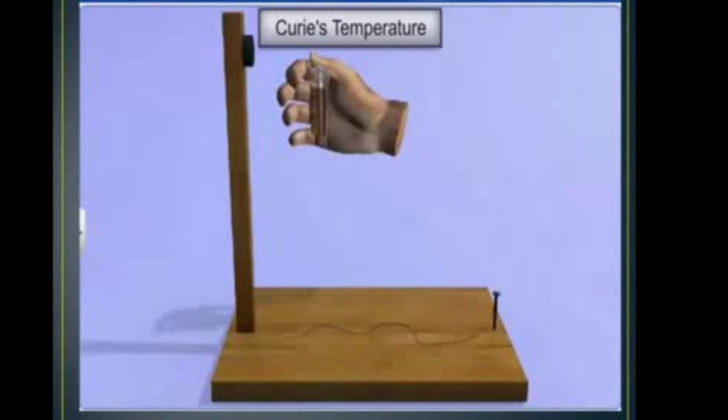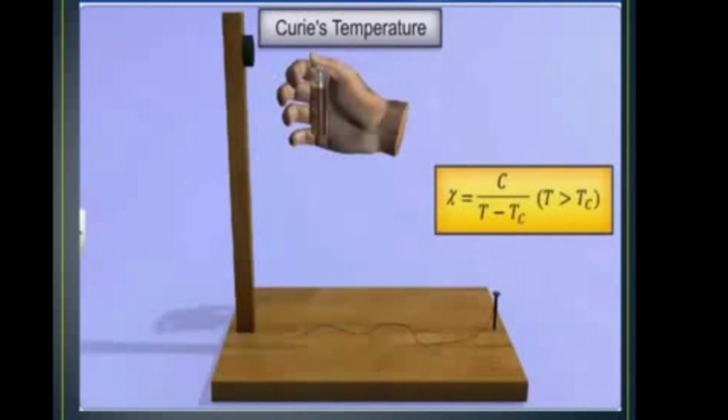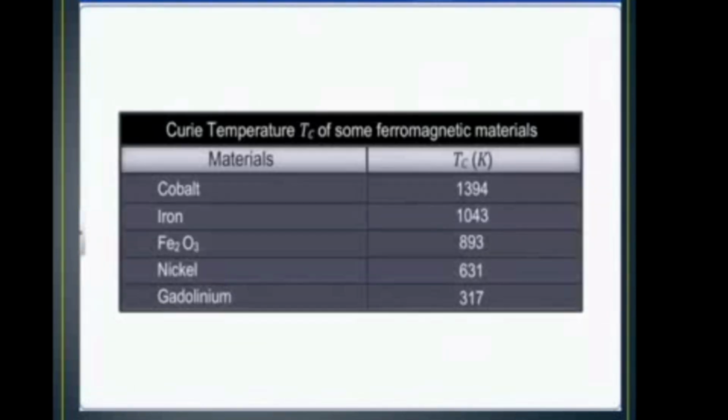So now we are going to relate the temperature and the susceptibility, that is called the Curie-Weiss law. These are some of the ferromagnetic materials and their Curie temperatures.